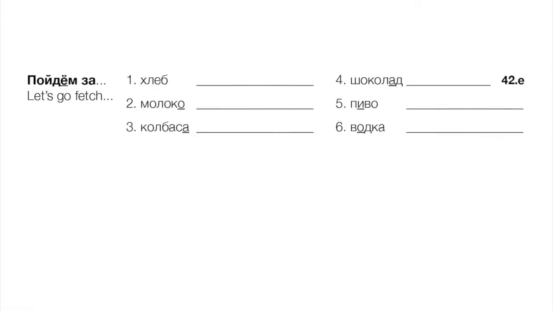Okay, let's practice this fetching construction. That's a really useful one, right? Again, imagine that we're after something. We're hunting for it. We're going to fetch it. Пойдем за хлебом, молоком, колбасой, right? Let's go fetch bread, milk, sausage, шоколадом, пивом, водкой, right? Let's go pick up some chocolate, beer, vodka.